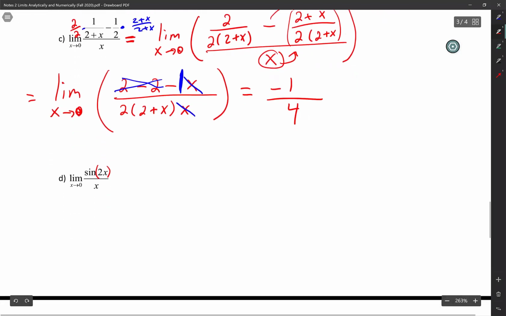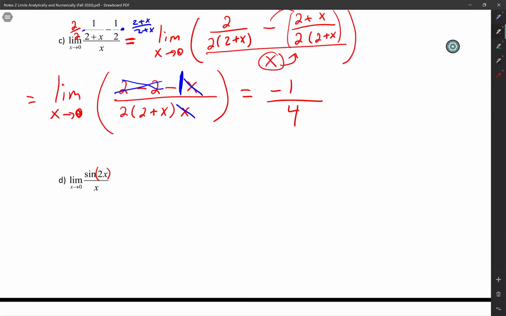All right, guys. So here we go. Letter D. It says sine of 2x over x. We can't do direct substitution. You get 0 over 0. Does it have a limit? It definitely does. The only property you know is this one.